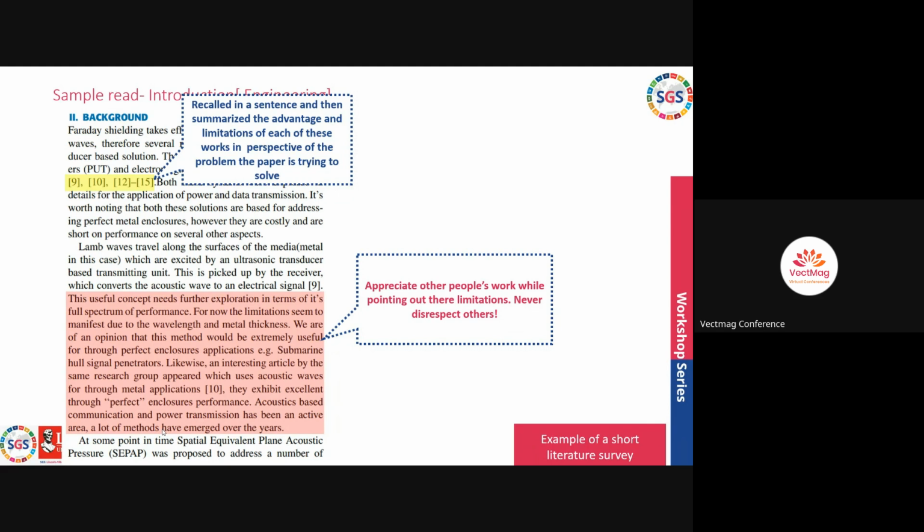It's quite possible that the person whose work you are pointing out the limitation of might be your reviewer also. So do not criticize anybody's work. Appreciate the work, but point out the limitation. Not every work is limited. Some work has some limitations in certain cases. Some works have advantages in other cases. So you have to map that. That is what you're supposed to do in the background and literature review.